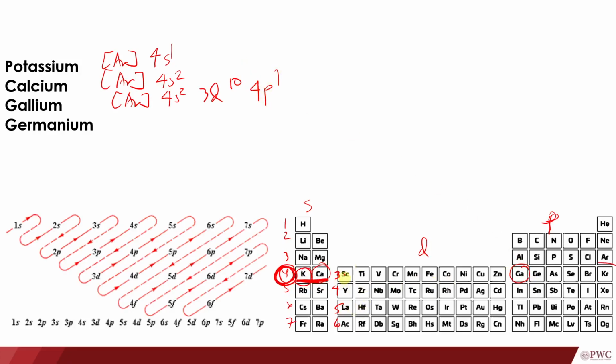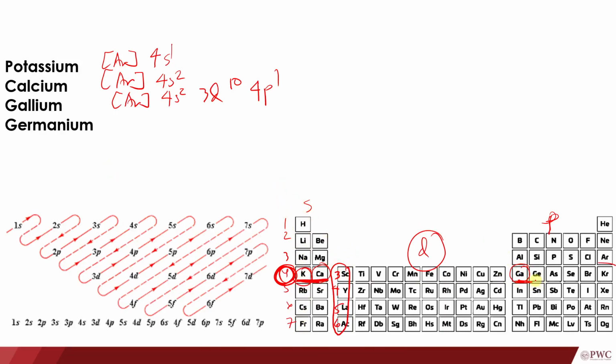So again, this numbering over here is only for the elements on this D block. For the P block, it's the same numbering as the S block. Okay, so this would be 4P1.